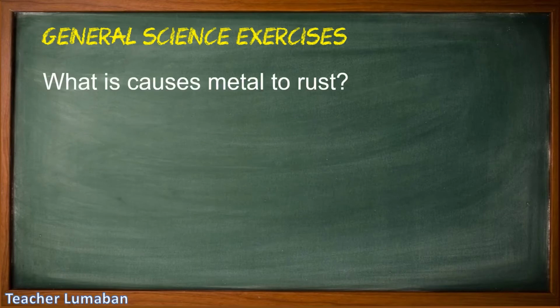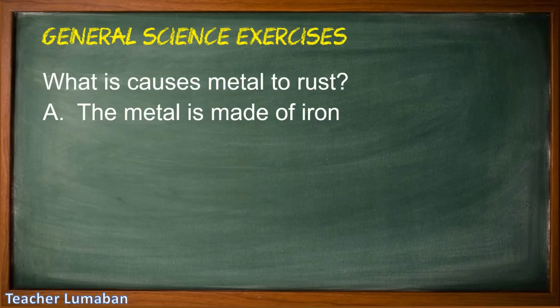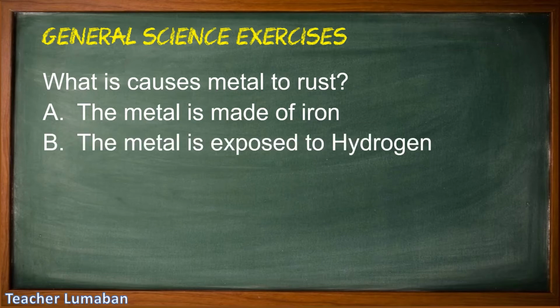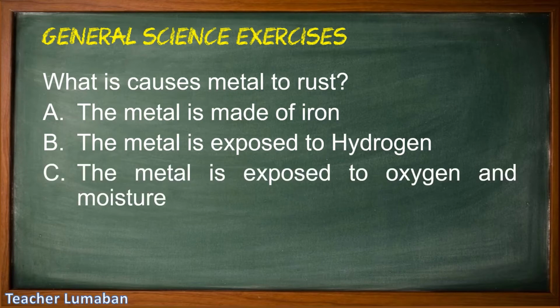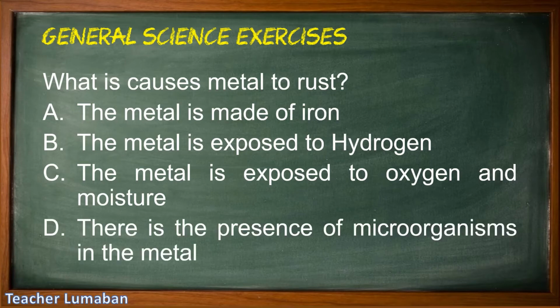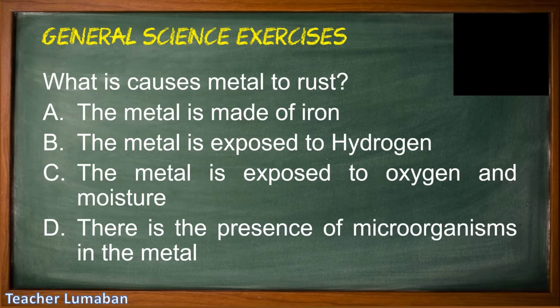What causes metal to rust? Letter A. The metal is made of iron. Letter B. The metal is exposed to hydrogen. Letter C. The metal is exposed to oxygen and moisture. Letter D. There is the presence of microorganisms in the metal. Please choose the suitable answer to the following choices in 5 seconds.